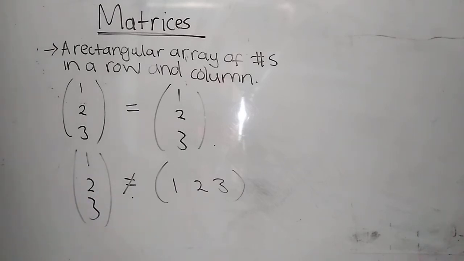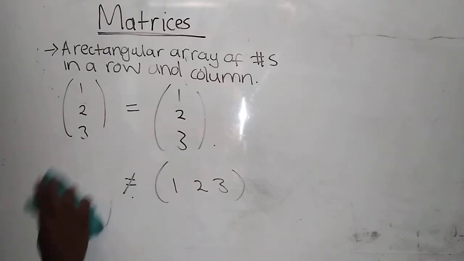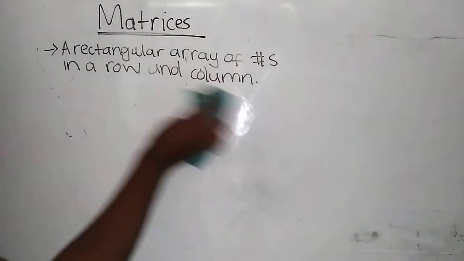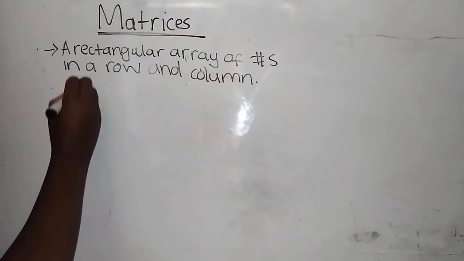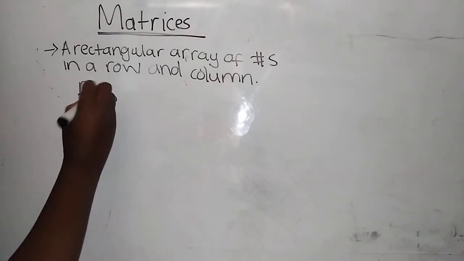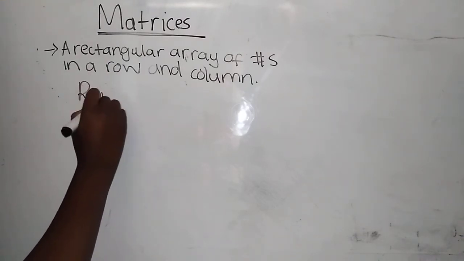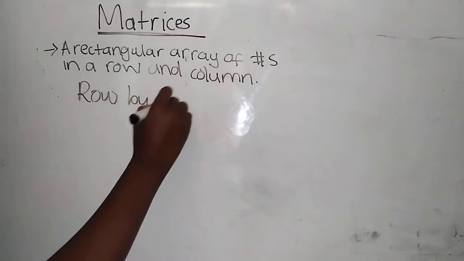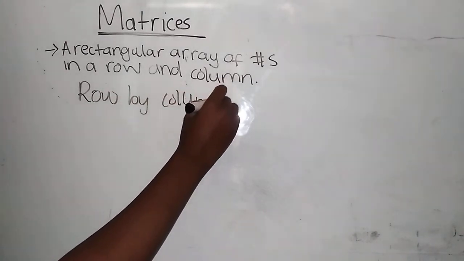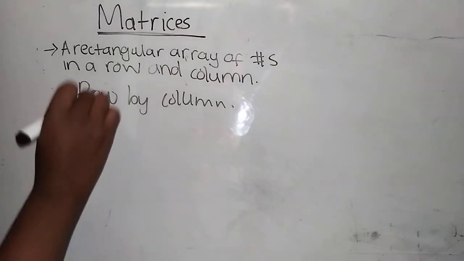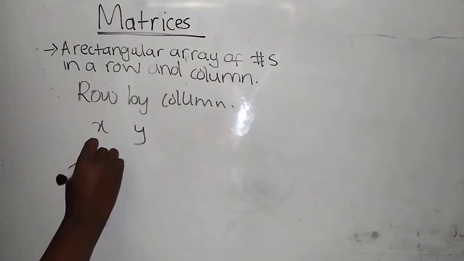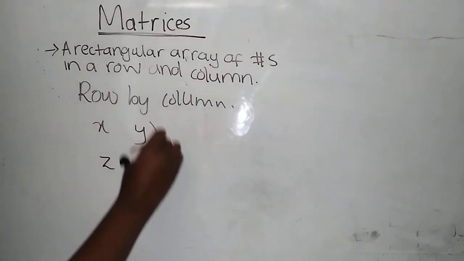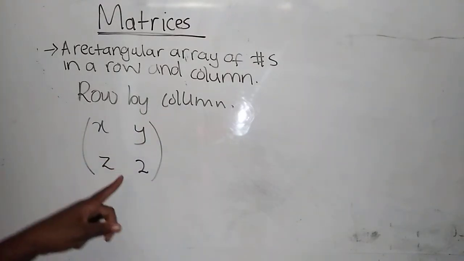But before we do that, I need you guys to know the order of a matrix. When we're talking of the order of a matrix, remember I said our matrices are always row by column. Let me write row in full. We say row by column. You multiply your row by your column, right? For example, they give us a matrix X, Y, Z, 2, like that. What's the order of this matrix?